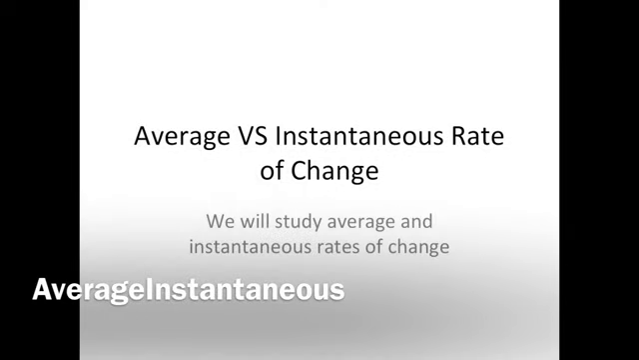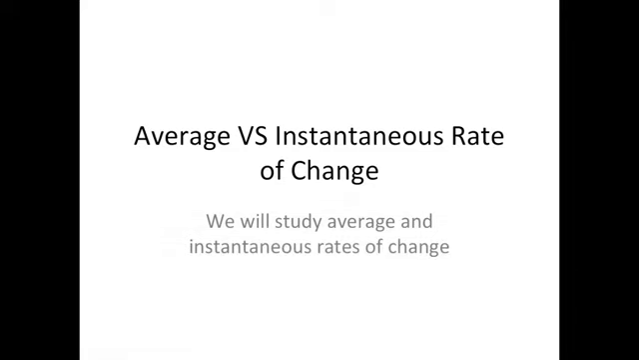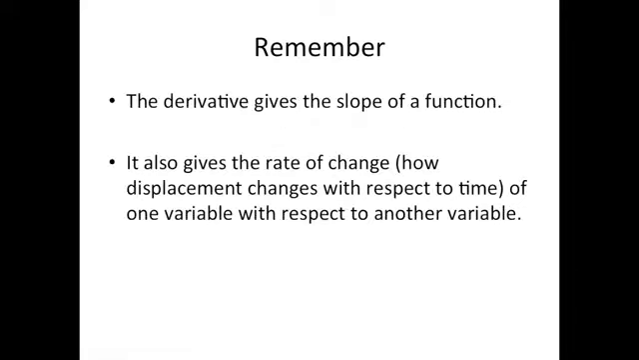This week you're going to learn about average versus instantaneous rate of change, or average versus instantaneous velocity. Practically, guys, we need to remember that the derivative gives us the slope of a function, but it also gives us the rate of change, or how displacement changes with respect to time. In other words, rate of change, it's the slope. It's how much one variable changes with respect to another variable.